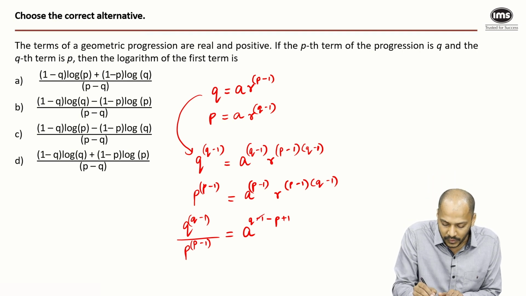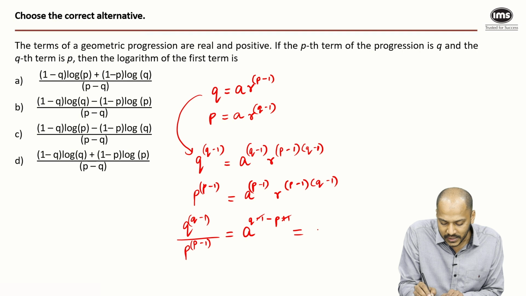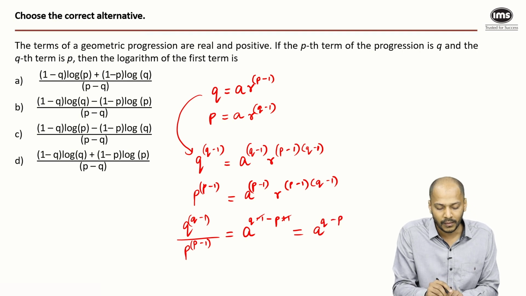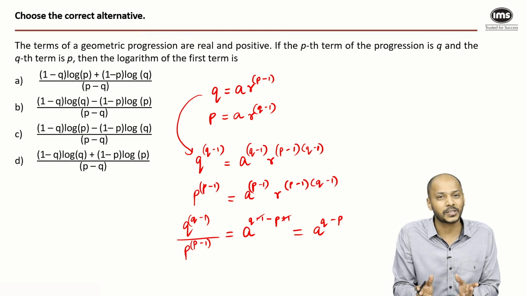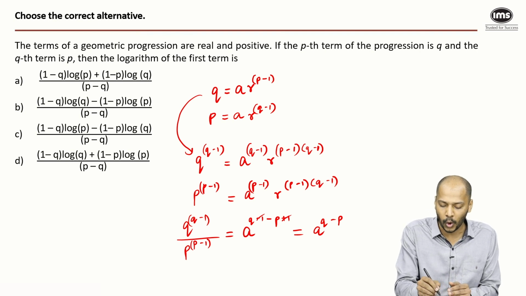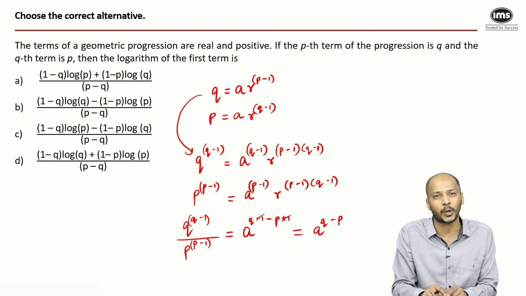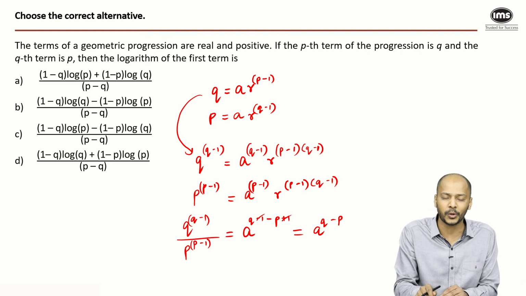So minus 1 plus 1 will get cancelled, and on the RHS you will simply have a raised to q minus p. Okay, I wanted the log of a. So that's very simple now. I think I'll take the log of both the sides of the equation, and I think I should be able to get the expression for log of a.